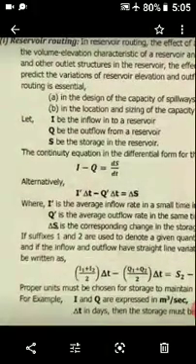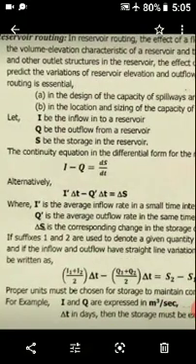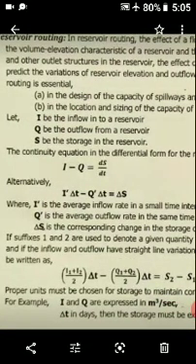Let I be the inflow into a reservoir, Q be the outflow from the reservoir, and S be the storage in the reservoir. The continuity equation in the differential form for the reservoir is I minus Q is equal to dS by dt.